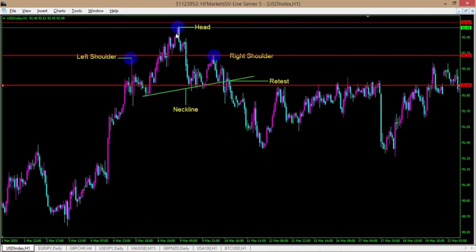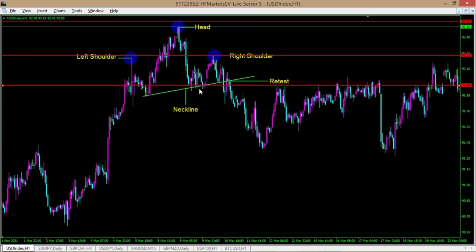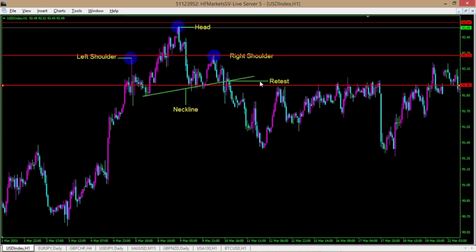While our TP will be the distance between this head and the base of the head here, the distance between this top and this bottom here. So we'll now get the number of pips in this price range. We'll now get that same number of pips from our entry, right? This retest part is our entry.